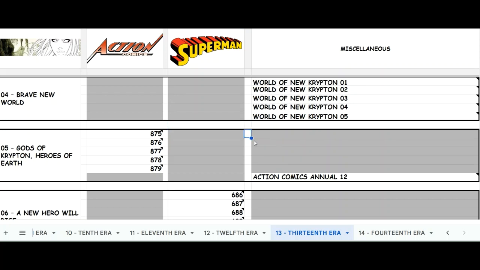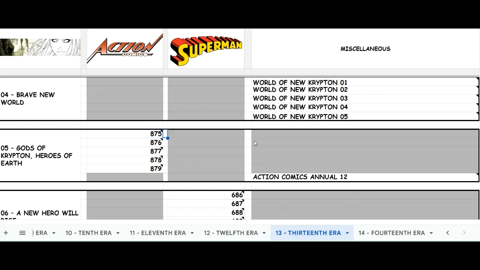What I'd recommend going to next is the 5th part of this New Krypton arc, which is an arc called Gods of Krypton, Heroes of Earth. And this follows quite closely just the Action Comics line. We've got Action Comics 875 through to 879, then Annual 12. Action Comics 875 is triangle number 17. Again, I'll just hover over it so you can see it's got all the details there if you download it. So it's triangle number 17.